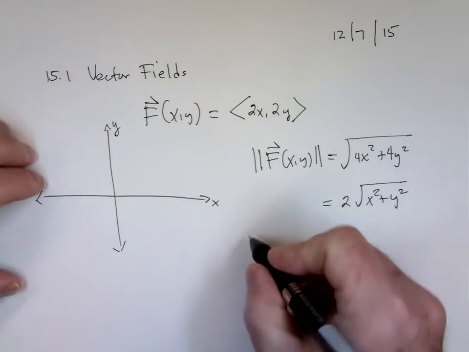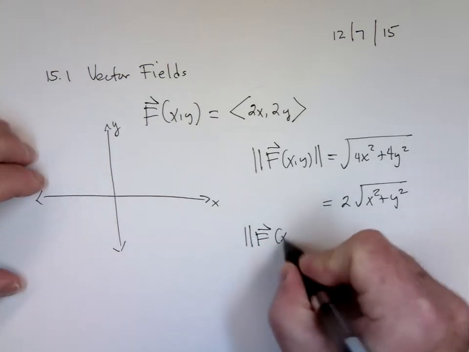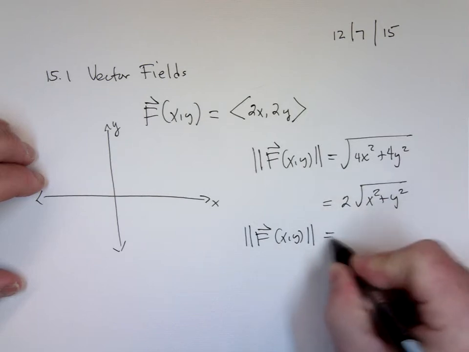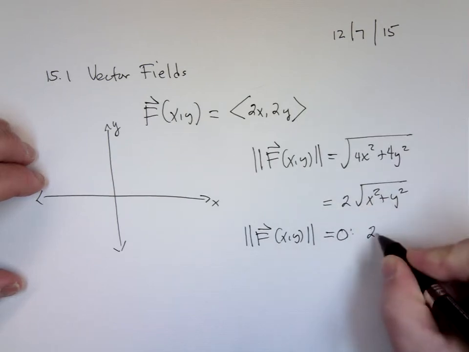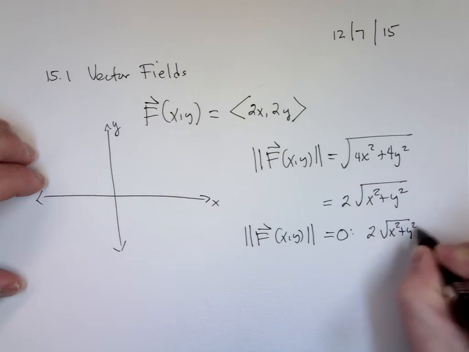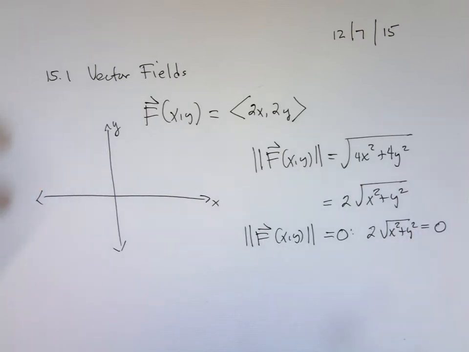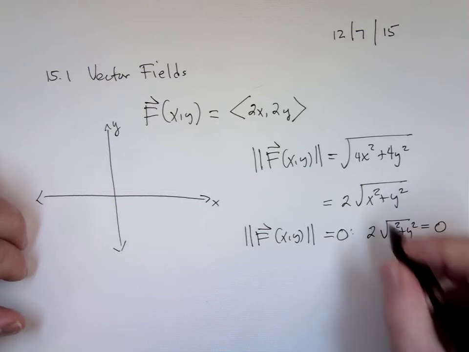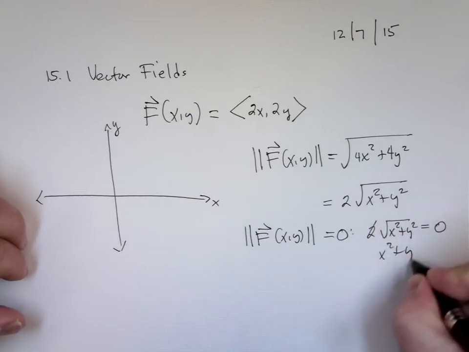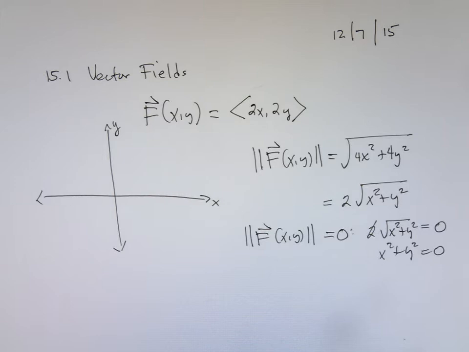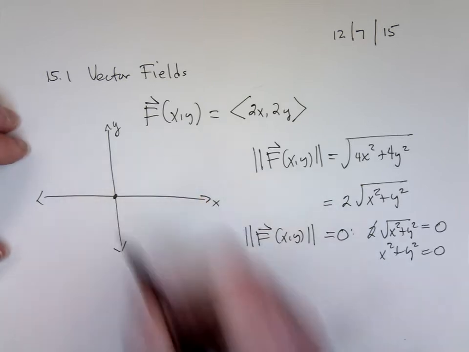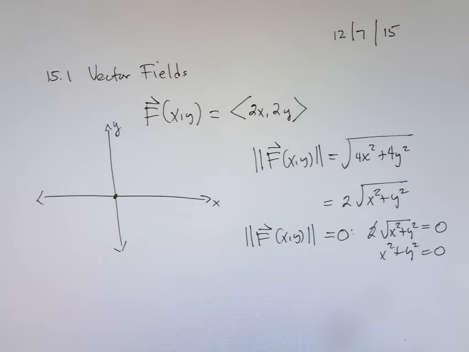Let's take all the vectors in this field where the magnitude is 0. So what do we get? We get 2 times the square root of x squared plus y squared equals 0. What points make that equal to 0? If you divide by 2 first, then square both sides, you get x squared plus y squared is 0, and that's the point (0, 0). At that point this vector field has vectors of length 0.